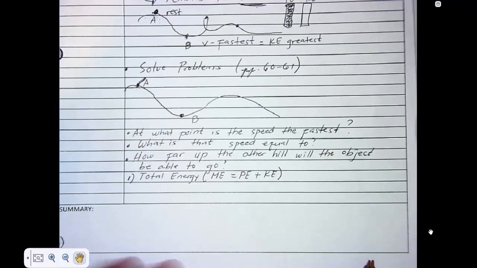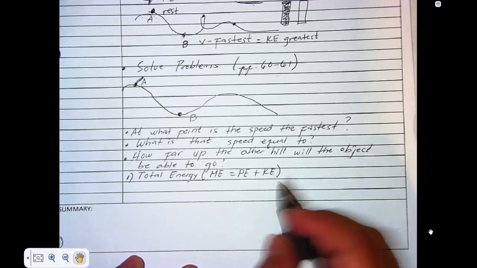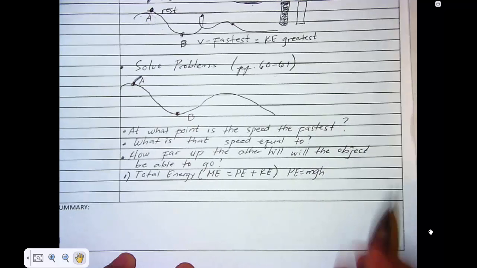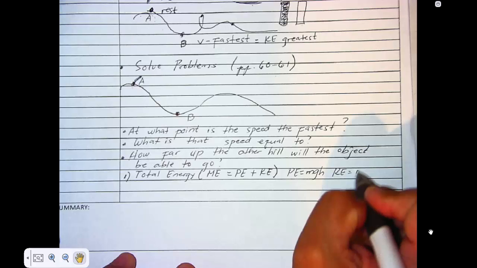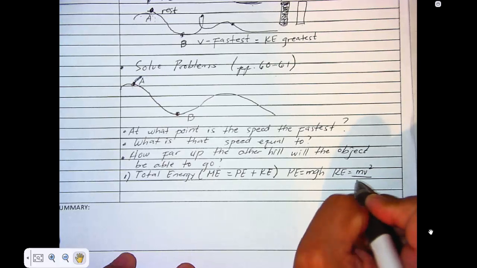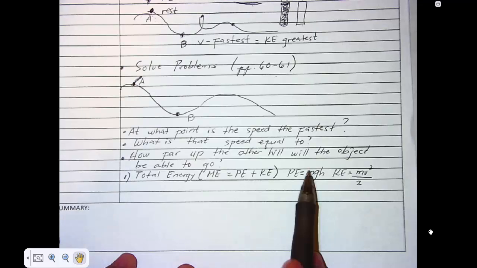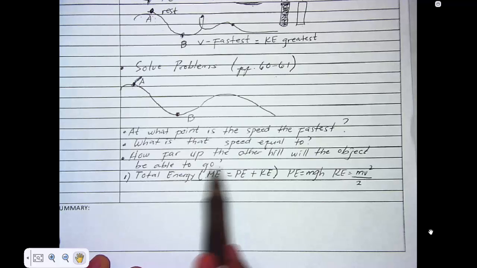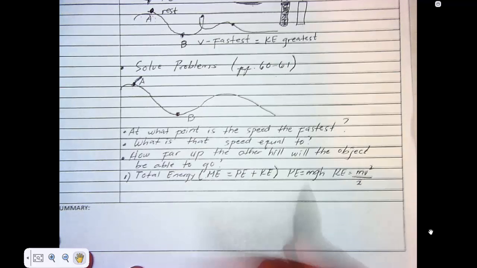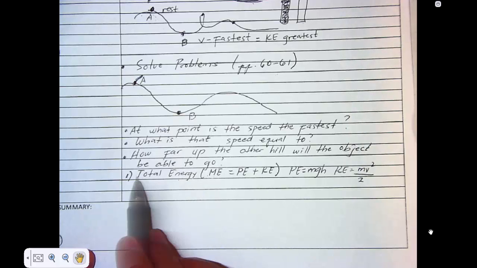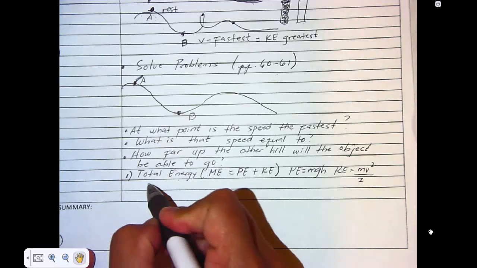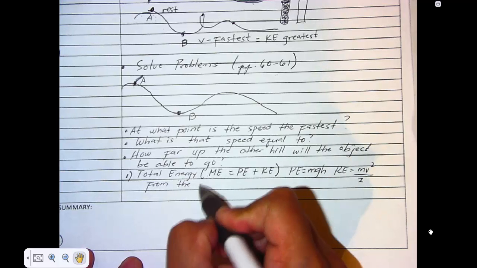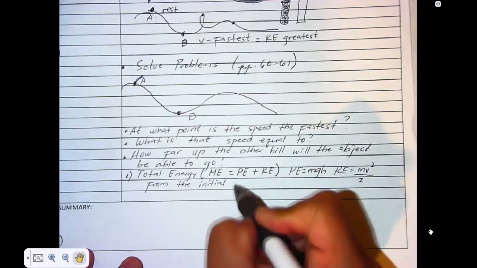Okay, so some of you might say, how am I supposed to get PE? How am I supposed to get KE? Again, PE is mgh. Okay, KE is mv squared divided by 2. So after you get these two, you add them and you get your mechanical energy. Again, this mechanical energy remains the same. Okay, so you do that, you get the total energy from the first point, or from the initial point.